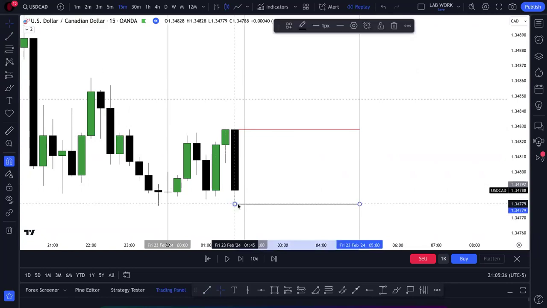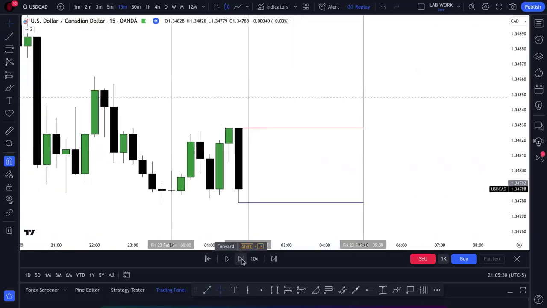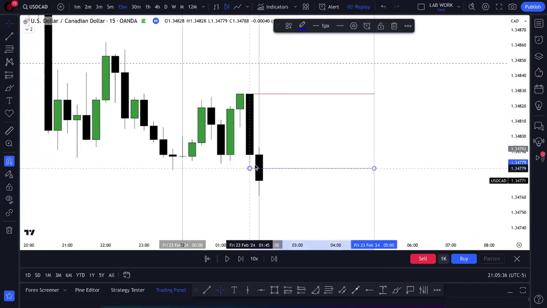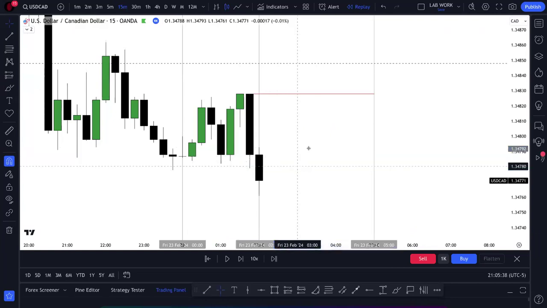So we got our sell side here, and we got our buy side here. Let's play it forward to see what happens. Boom, price instantly runs out. Actually, no, this wouldn't be the sell side. Sorry. So this is a good example.